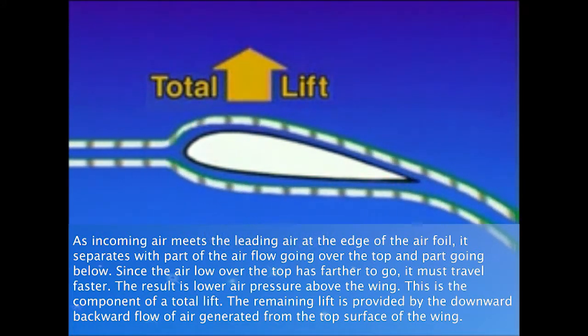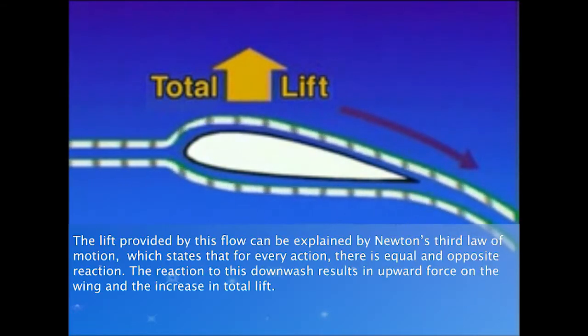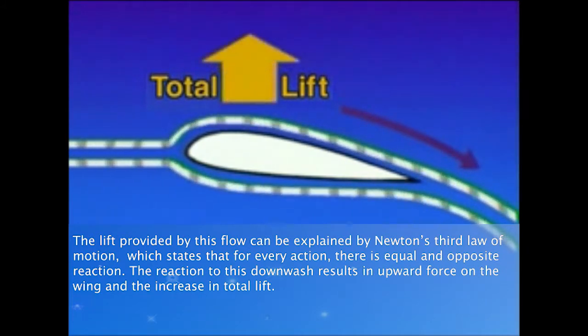The remaining lift is provided by the downward-backward flow of air generated from the top surface of the wing. The lift provided by this flow can be explained by Newton's third law of motion, which states that for every action, there is an equal and opposite reaction. The reaction to this downwash results in an upward force on the wing and an increase in total lift.